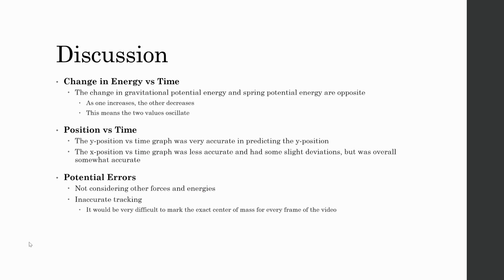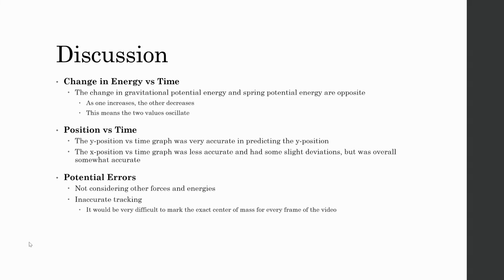These are the graphs that were created from running the code. As you can see, the change in gravitational potential energy is the opposite of the change in spring potential energy. This is seen in the graph with the green and red lines. As one increases, the other decreases. This causes an oscillation.